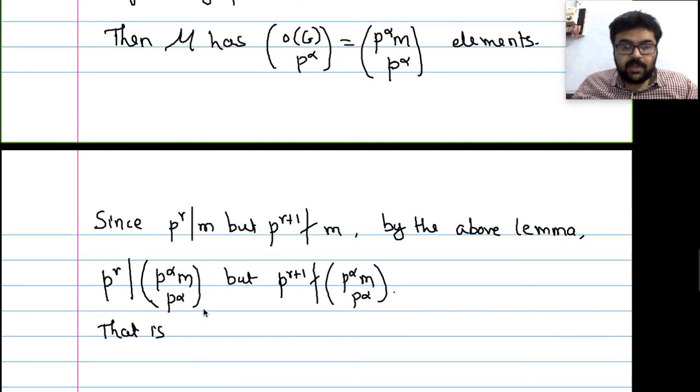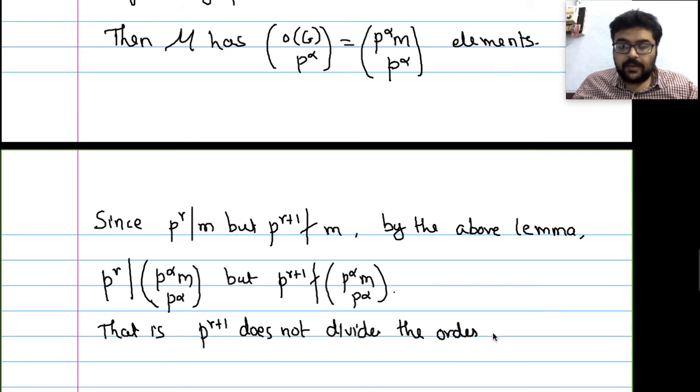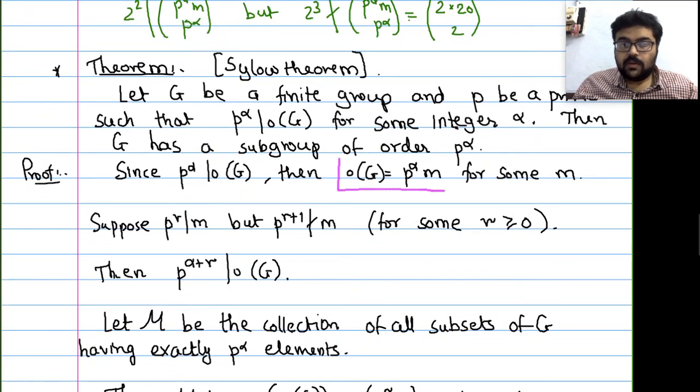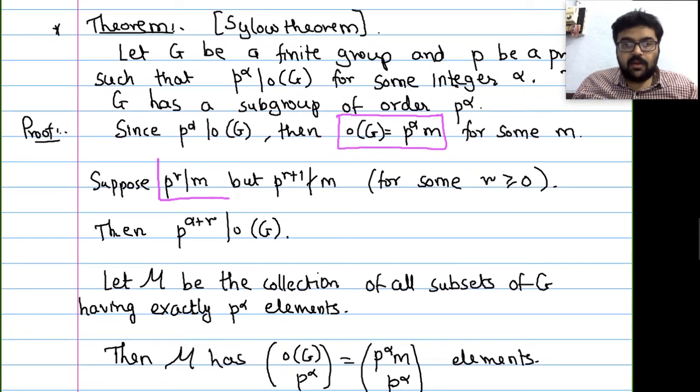So p power r plus 1 does not divide the order of M. These are some of the things which we want. So the order of G is p power alpha m, where m has maximum r powers of p. This is also something we want.